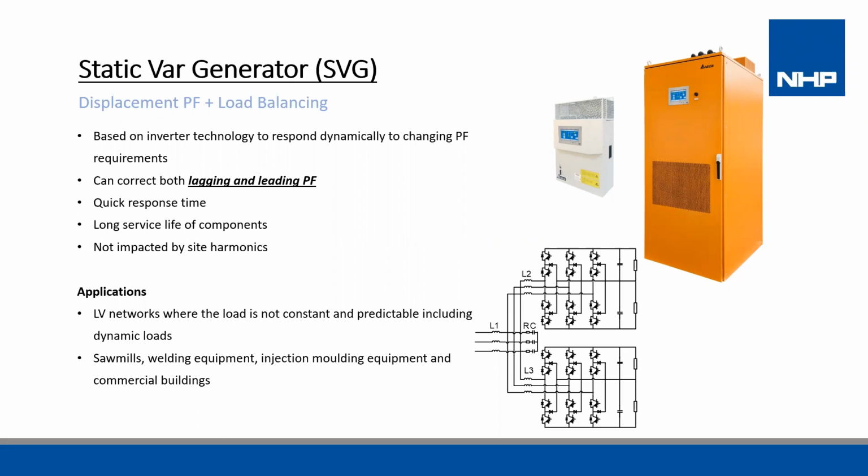General applications are for low voltage networks where the load is not consistent or predictable, such as sawmills, fast switching of motors, welding equipment, or injection molding equipment, and where you have commercial buildings where there are many different and unbalanced loads.